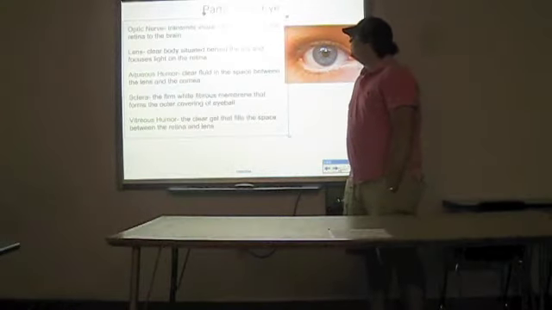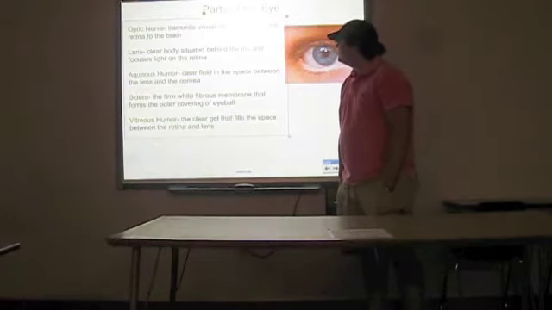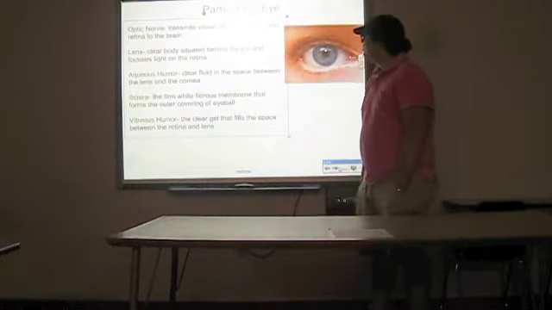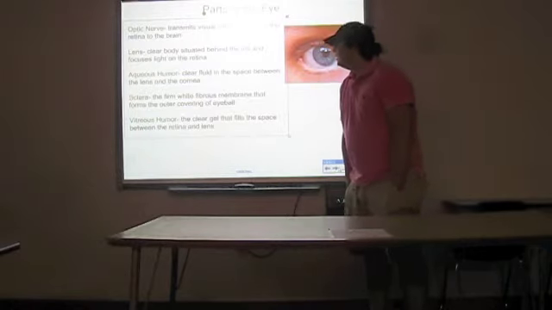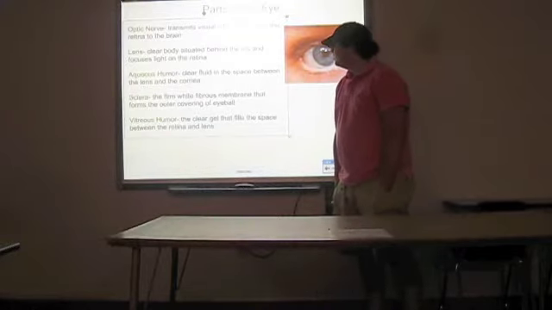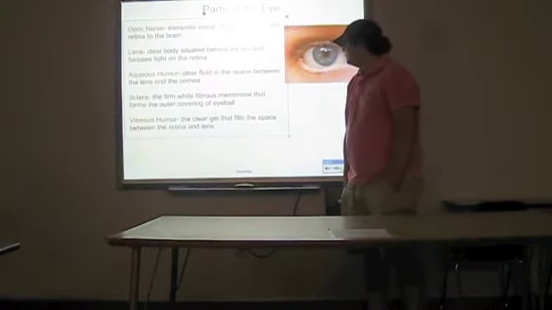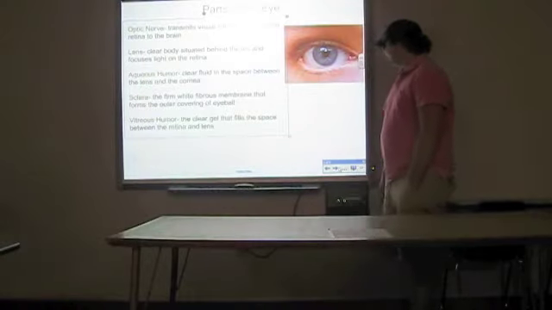Then you have the optic nerve that transmits visual information from the retina to the brain. The lens is a clear body situated behind the iris and focuses light to the retina. The aqueous humor, clear fluid in the space between the lens and the cornea. The sclera, the firm white fibrous membrane that forms the outer cover of the eyeball. And the vitreous humor, the clear gel that fills the space between the retina and the lens.